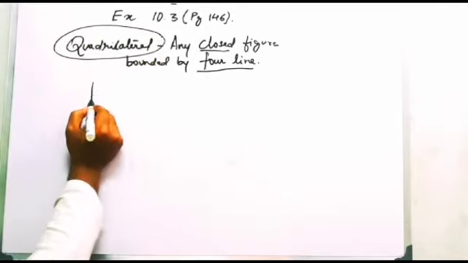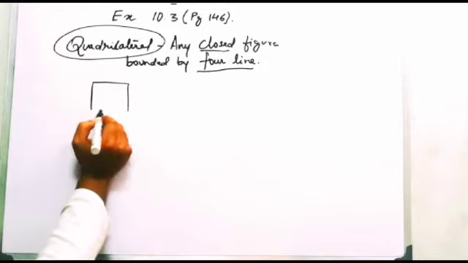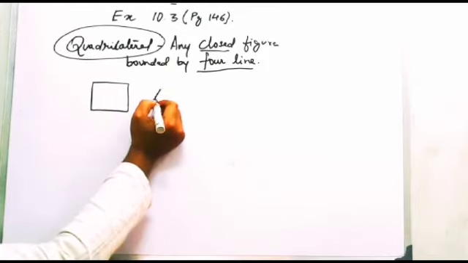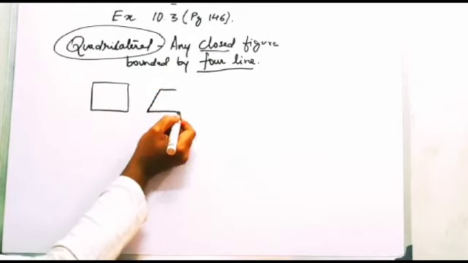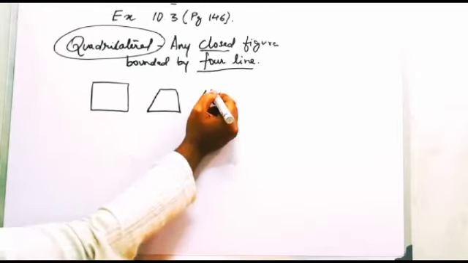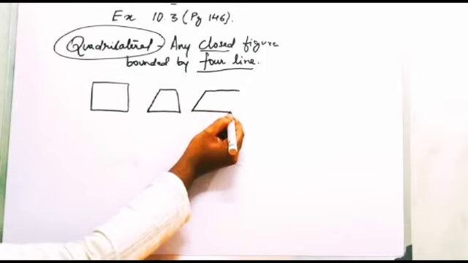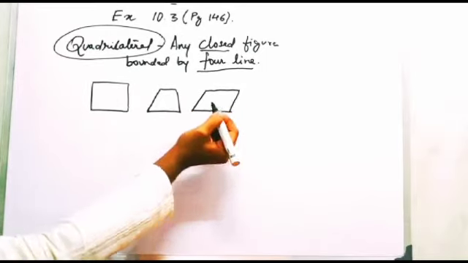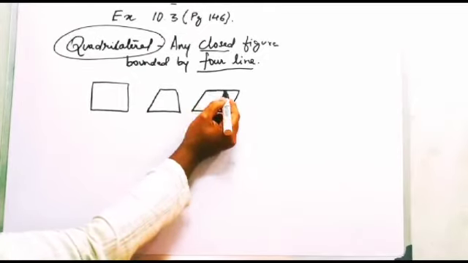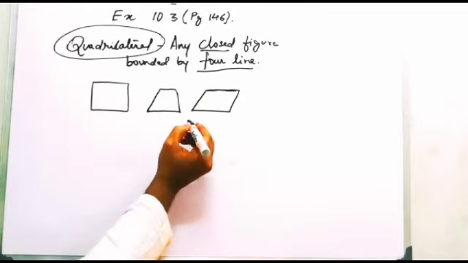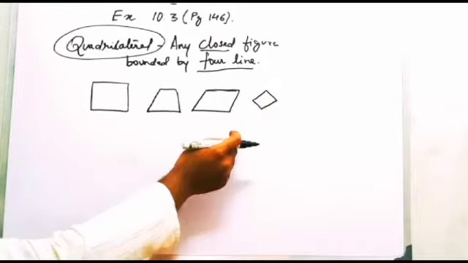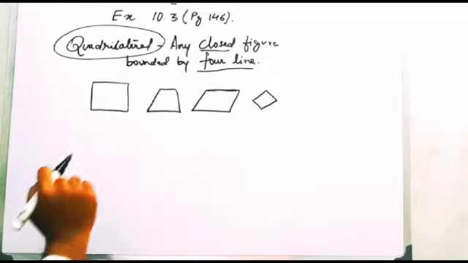As for example, we can say a square is bounded with 4 lines, so this is also a quadrilateral. Trapezium, it's also a quadrilateral. This is also a quadrilateral, okay, because this is bounded with 4 sides. This is rhombus. This is also a quadrilateral because it is bounded with 4 sides.